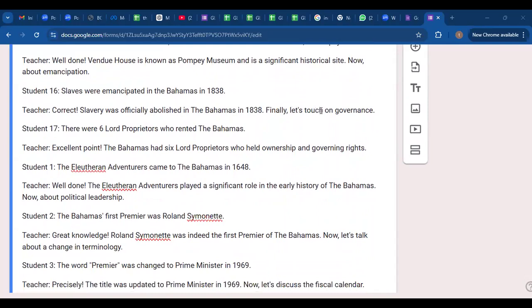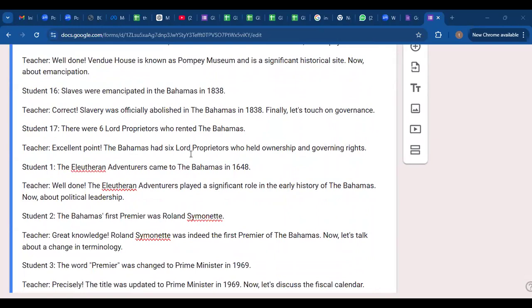Finally, let's touch on governance. There were 6 lord proprietors who rented the Bahamas. Excellent point. The Bahamas had 6 lord proprietors who held ownership and governing rights.